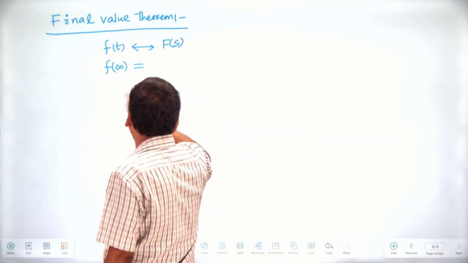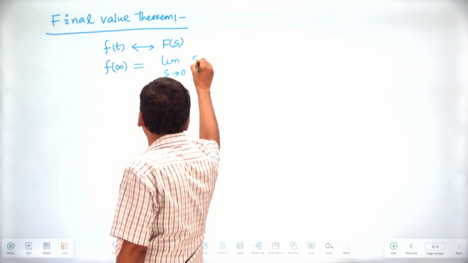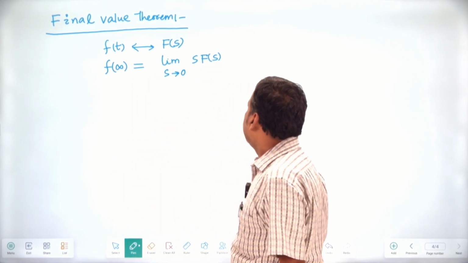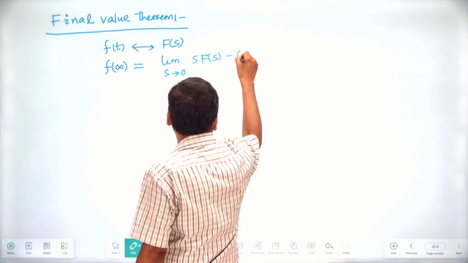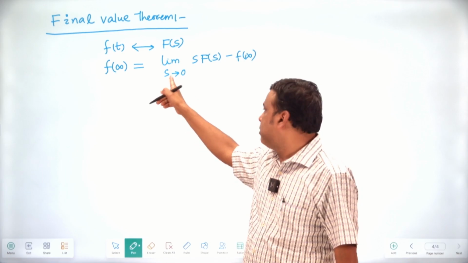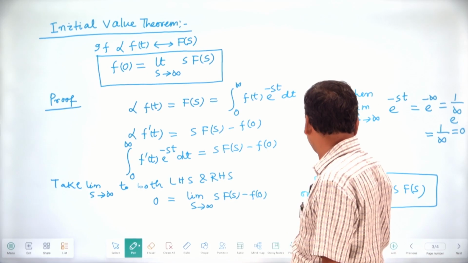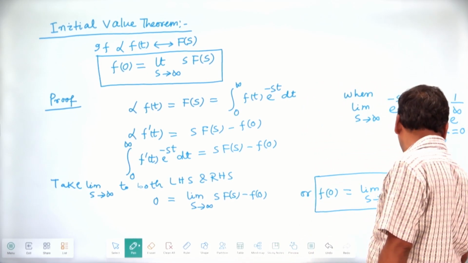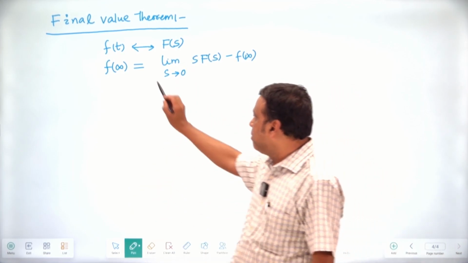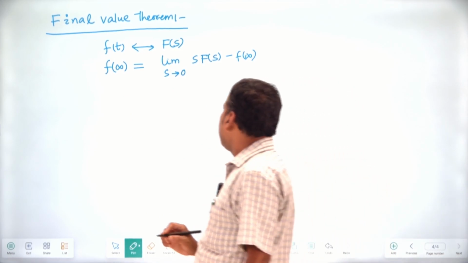For the final value f(infinity), the formula is limit s tends to 0 of s F(s). For the initial value, as in the previous slide, the limit is s tends to infinity. In the case of final value, it is limit s tends to 0. So final value means t tends to infinity, and initial value means t tends to 0. Now we will prove it.